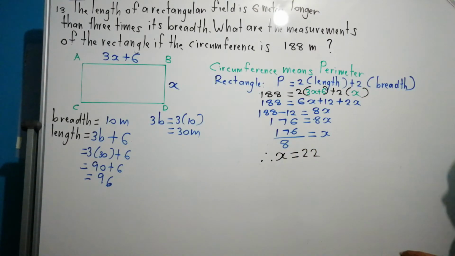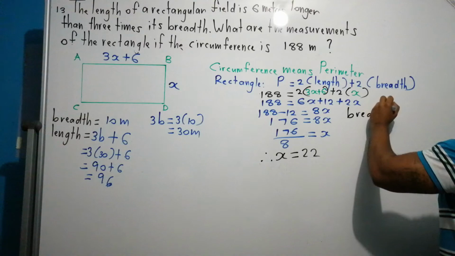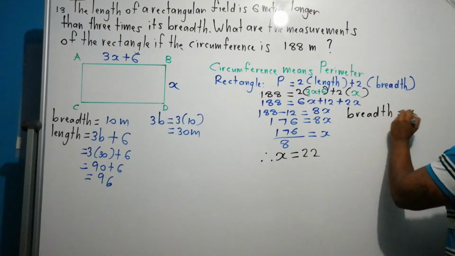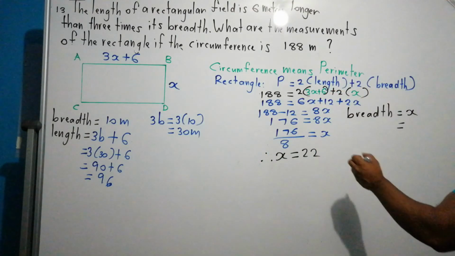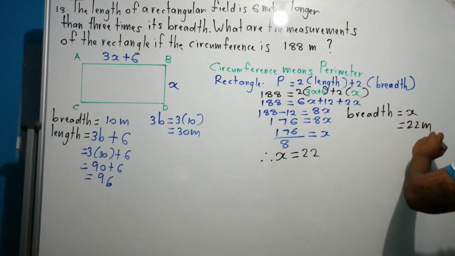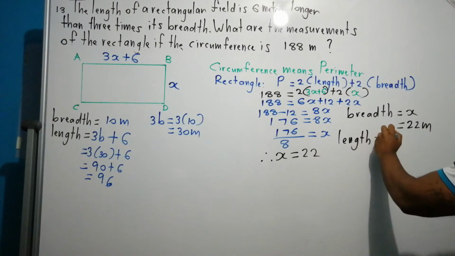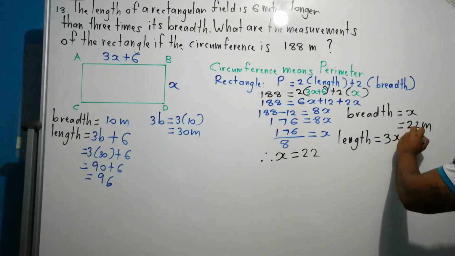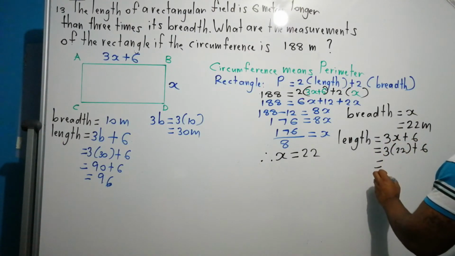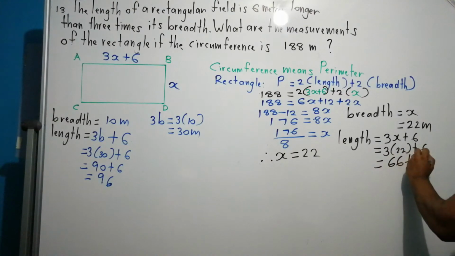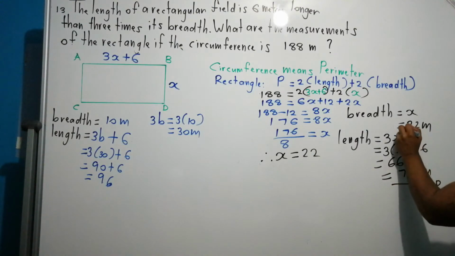Here I defined the breadth as x. So remember, we defined the breadth here as x. Therefore my breadth is 22 meters, and the length was defined as 3x plus 6, so that is 3 times 22 plus 6, which is 66 plus 6, which is equal to 72 meters.